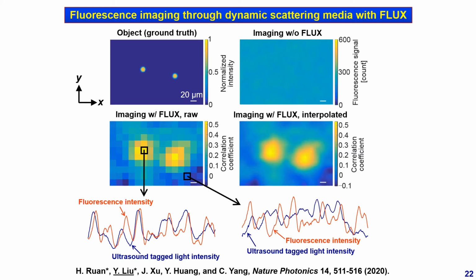This image is an interpolated version of the image on the left to remove the pixelation effect. Again, we can see the two fluorescent beads clearly. This result was achieved when the speckle size was 39 micron, close to the ultrasound focal size. In practical scenarios, the speckle size can be smaller, so there can be multiple speckle grains within the ultrasound focus and the fluorescent object. We analyzed the signal-to-noise ratio in this case in the next slide.